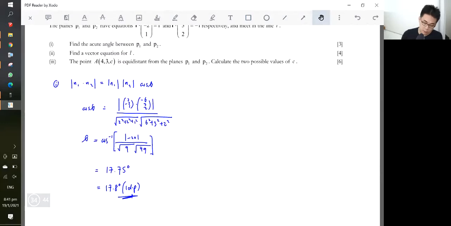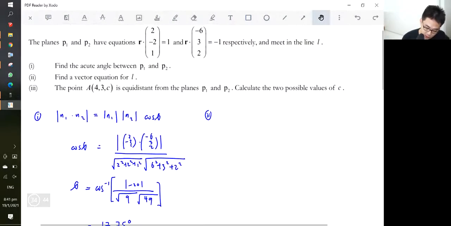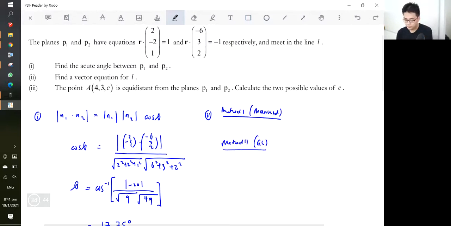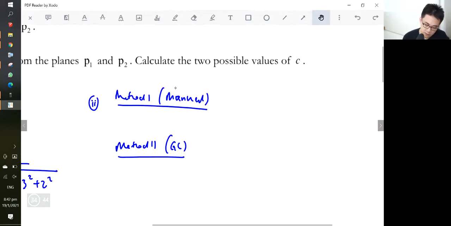Part 3 is likely the one that you have problem. Part 2, can I show you another method which is using calculator? I've already shown you how to use manual method, right? So the method that I showed you just now is using manually. There's another method which is using GC. Okay, I need to show you how to use it. So manual meaning algebraic lah.